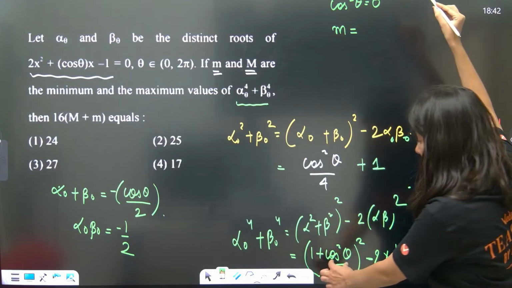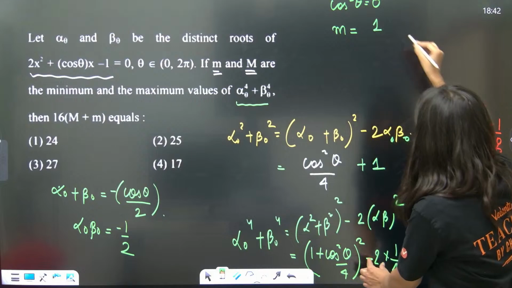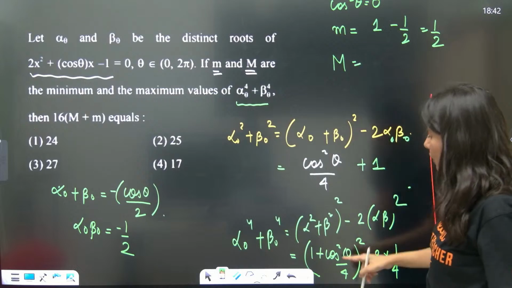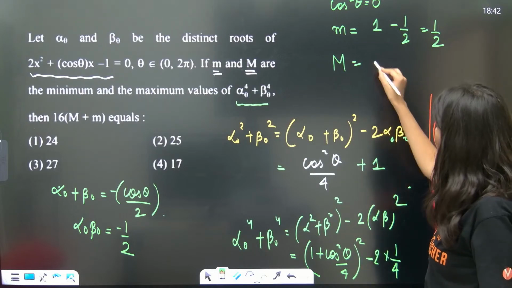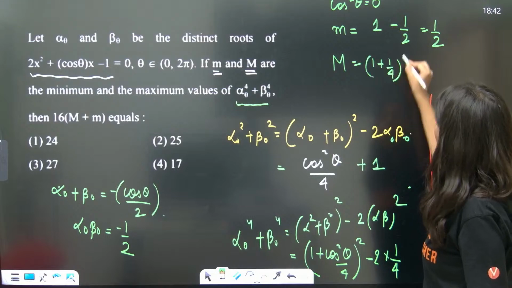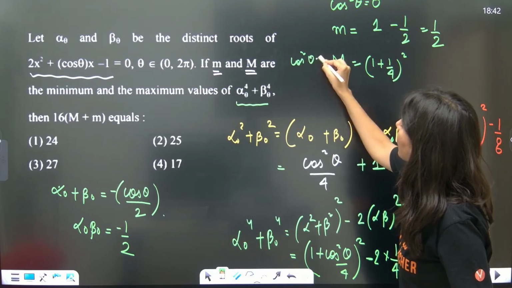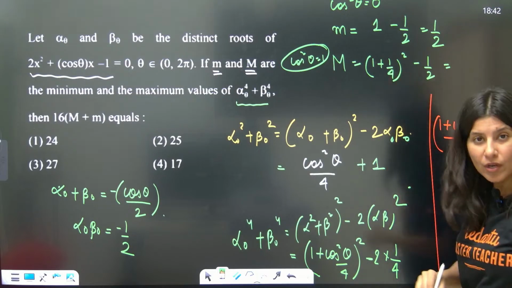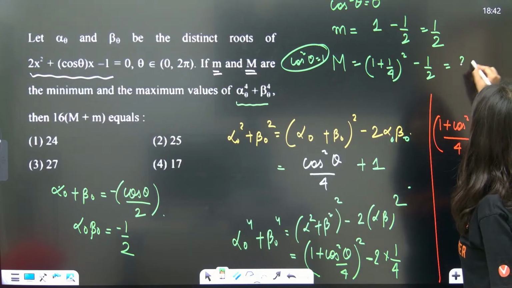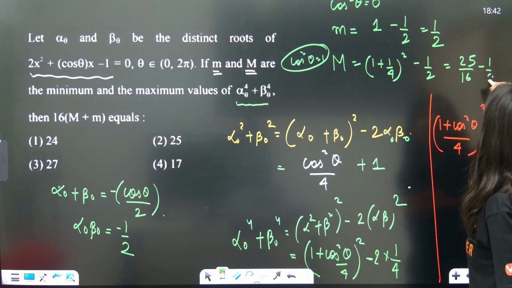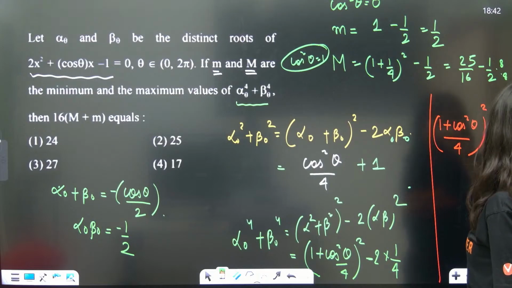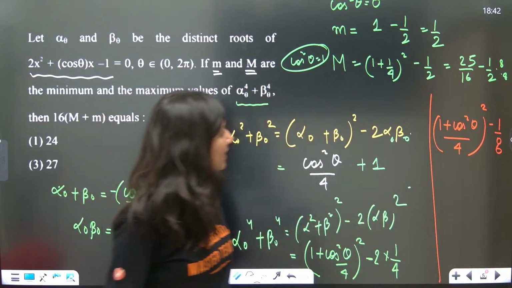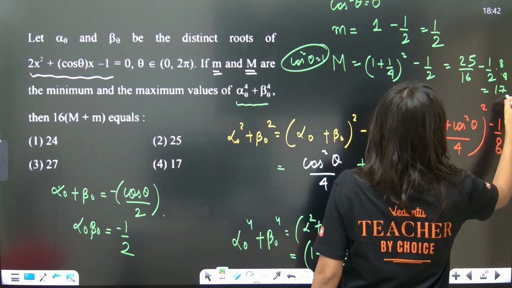Correct? So when cos square theta is 0, it will become 1, minus 1 by 2. So that is half. Capital M, when your cos square theta becomes 1, so 1 plus 1 by 4, 1 plus 1 by 4 whole square. Here cos square theta is 1, minus 1 by 2. So that is 4 plus 1, 5. 25 by 16 minus half. So this is 25 minus 8, 17 by 16. Yes, 17 by 16.